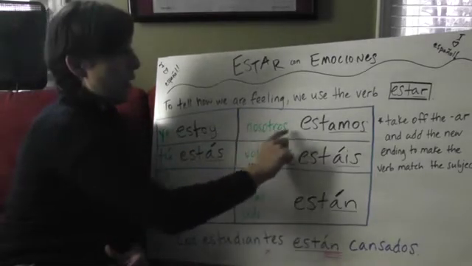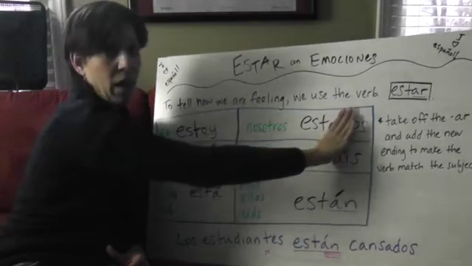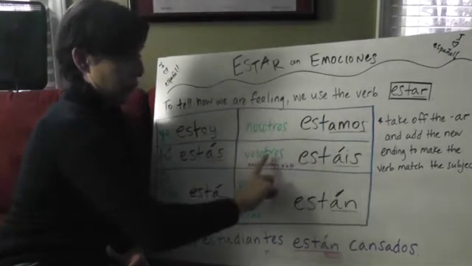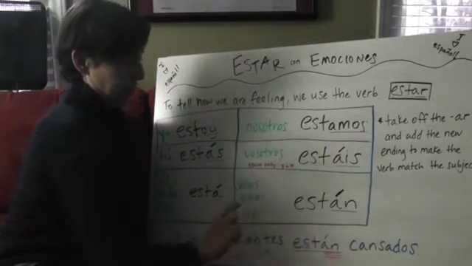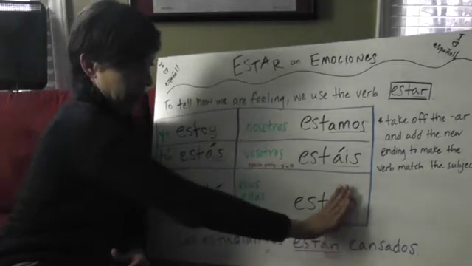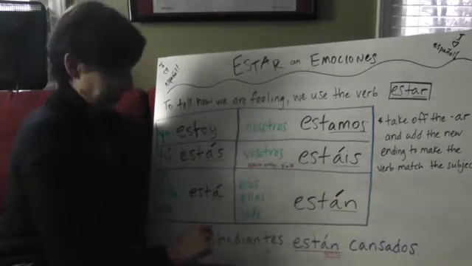For nosotros you get estamos, you take off the AR and you add amos. For vosotros you get estáis, you take off the AR and you add ais. And for box 3, for ellos, ellas, and ustedes, you add on. So you take off the AR and you add on with the tilde.